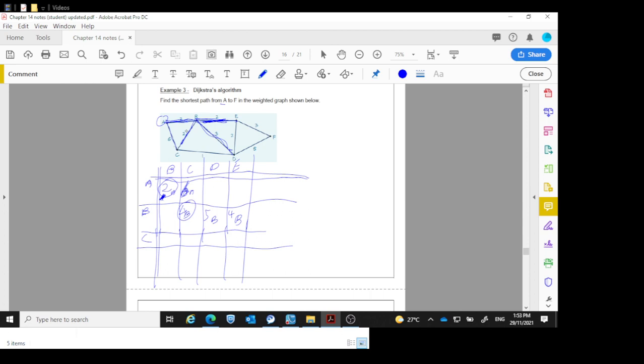C can connect to B. B's already there, forget it. It can connect to D. Okay, B's got a circle around it. That's what I need to get it. C to D is 1.